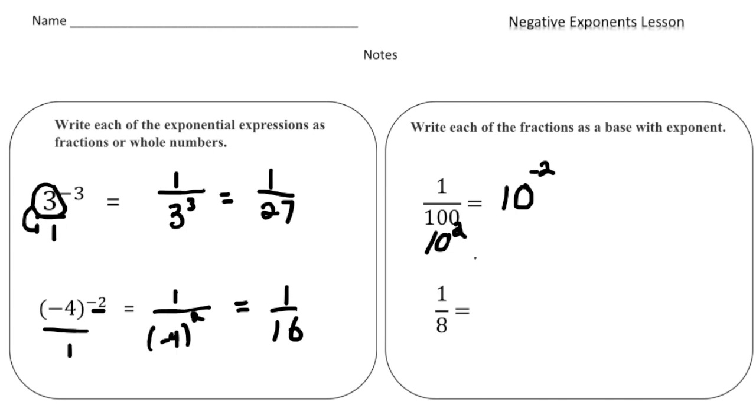Now 1/8. 8 can really be written as 2 to the third power. So this is 1 over 2 to the third power. But again, I need to write it as a base, so I'm going to bring this up. When I bring it up, it's going to make that 3 turn into a negative 3. So this is going to equal 2 to the negative third power.